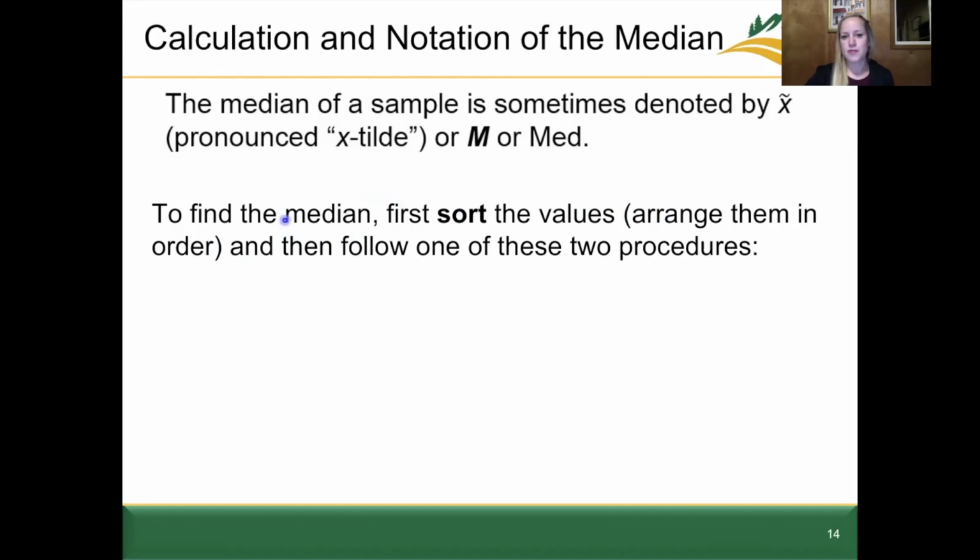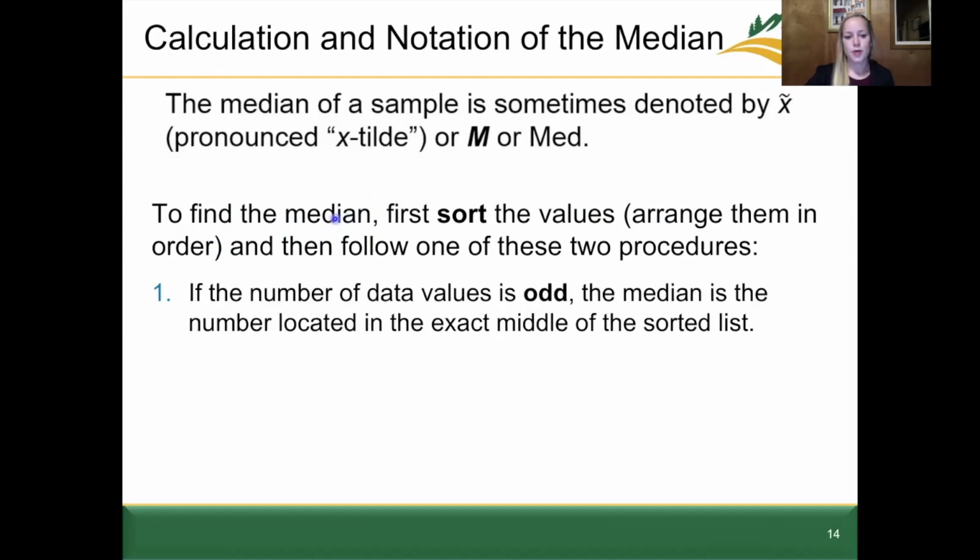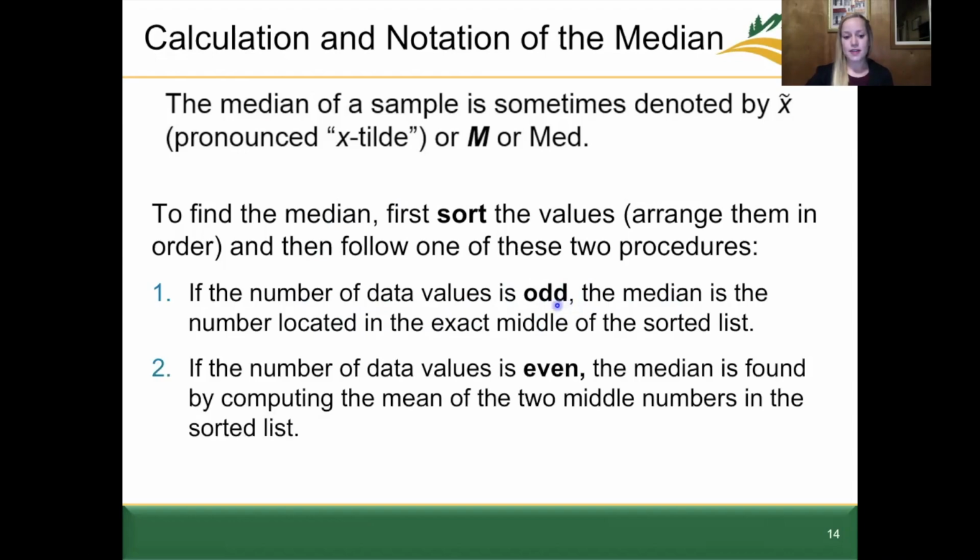We're going to go through 2 different procedures for finding the median, but this is always the first step: take your data values and arrange them in order. Now, a way this can differ is if the number of data values is odd, so 3, 5, 7, 9, etc., then the median is the number located in the exact middle of the sorted list. So a data set with an odd number of data values is a little bit easier. If the number of data values is even, then the median is found by computing the mean of the 2 middle numbers in the sorted list.